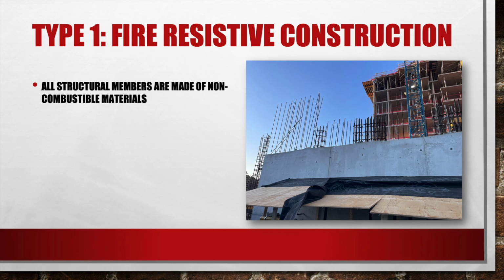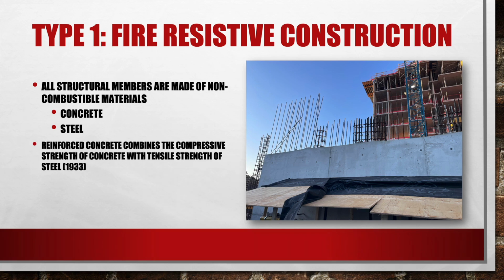So all structural members are made of non-combustible materials, and this normally includes concrete and steel. So reinforced concrete combines the compressive strength of concrete with the tensile strength of steel. And I've got the year 1933 in brackets here because this is when some of the building codes changed, and they changed due to an earthquake that happened in the California area, which had major destruction. The engineers of that time period figured out that material like reinforced concrete would stand up better to the threats of earthquake, which would result in less destruction of buildings.